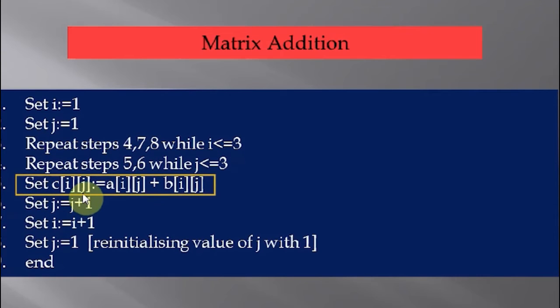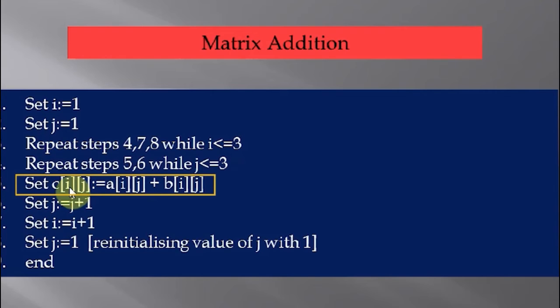So control will go to step number 5, where I have written set C[i][j] := A[i][j] + B[i][j]. Now the value of i and j both is 1. So it means A11 plus B11. Whatever element is there at first row, first column of the A matrix will be added with the element which is at first row, first column of the B matrix, that is the 2D array. The result will go into C11. So that means we have obtained the first element of the resultant matrix.